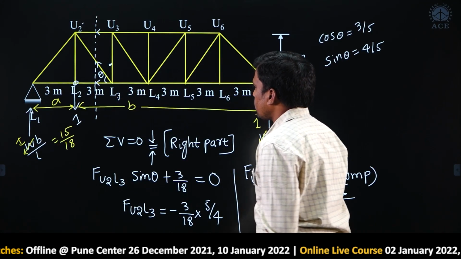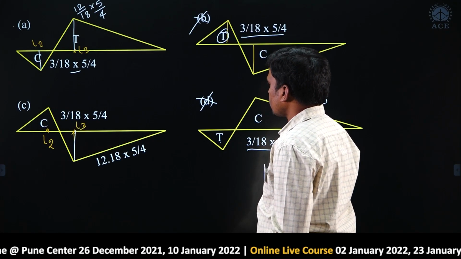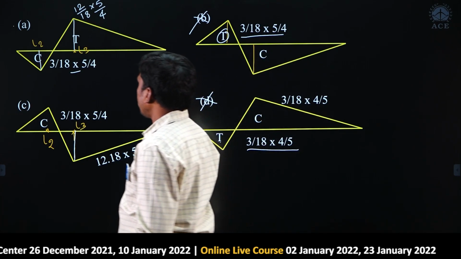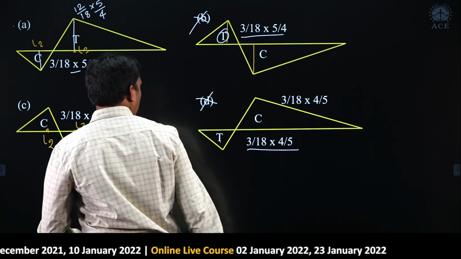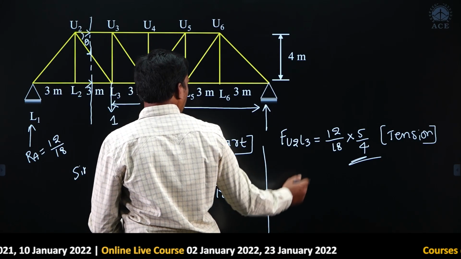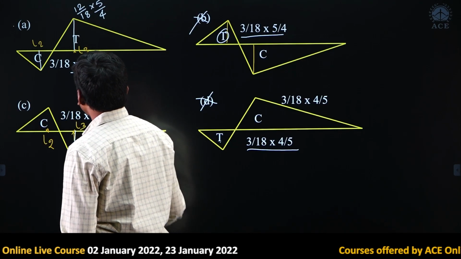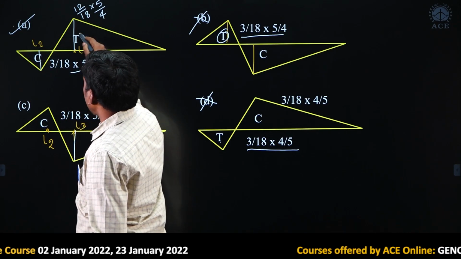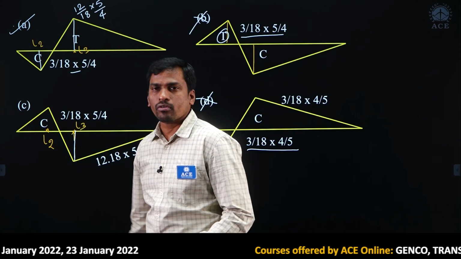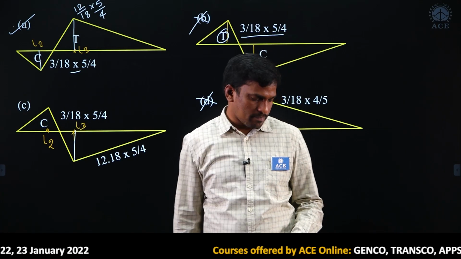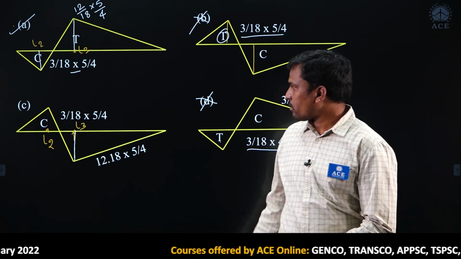So, which option is correct? Tension 12 by 18 into 5 by 4, right. Is it 5 by 4? Yes, 12 by 18 into 5 by 4. Then option A is correct, tension 12 by 18 into 5 by 4. Is this clear to everyone? Okay. Please note down.